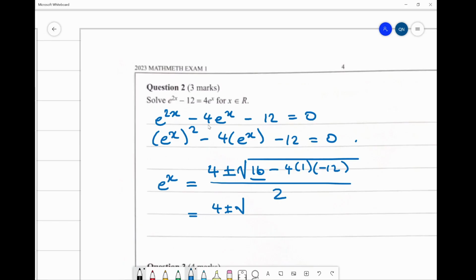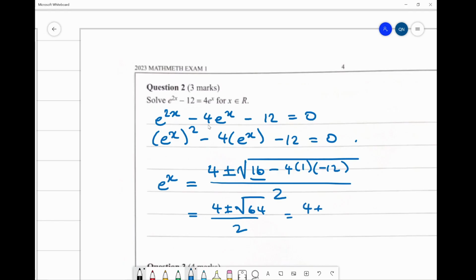What's that going to be? That's 48, I think. And then you have a 16, so that's going to be like 64. And then this is divided by 2. Okay, let me just check that. 4 times 12 is 48, right? And then plus 16, that should be 64.